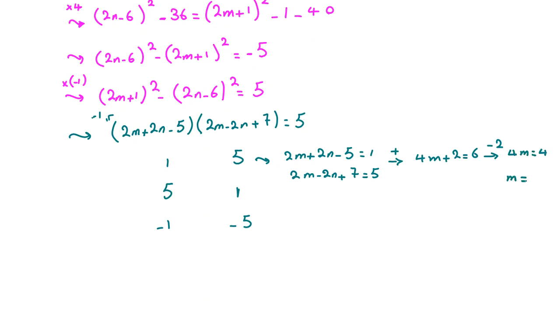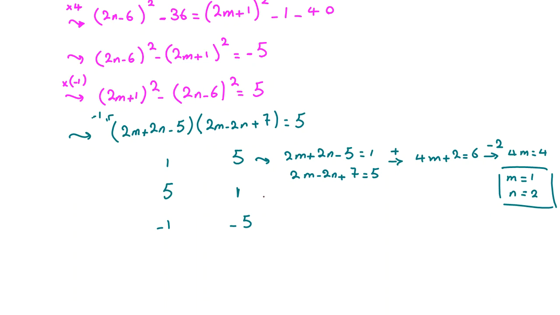And m equals 1. Now, if I replace m with 1 here, it's 2, then minus 5, negative 3 goes right. Plus 3 plus 1, 4, n is 2. And also, if you check here, 2m, 2 minus 2n, minus 4, negative 2 plus 7, 5. So the first answer is this.